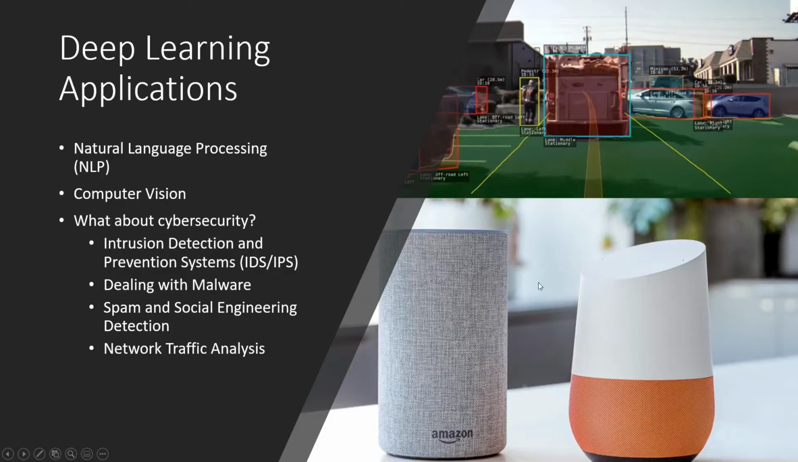Natural language processing is just understanding human language in general. In which case we have Alexa and Google Home, where you can just speak and it will understand you, even with different accents, different languages. So that's kind of where these popular applications are going.